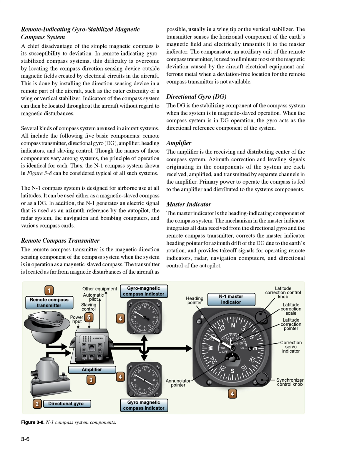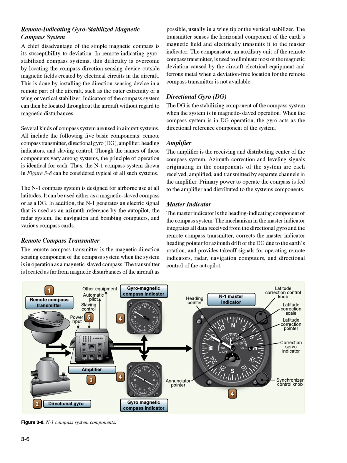Several kinds of compass system are used in aircraft systems. All include the following 5 basic components: remote compass transmitter, directional gyro, DG, amplifier, heading indicators, and slaving control. Though the names of these components vary among systems, the principle of operation is identical for each. Thus, the N1 compass system shown in Figure 3.8 can be considered typical of all such systems.